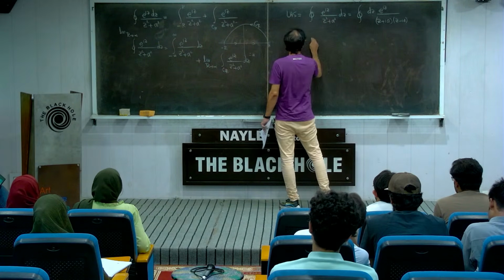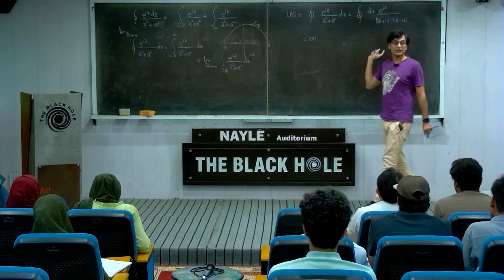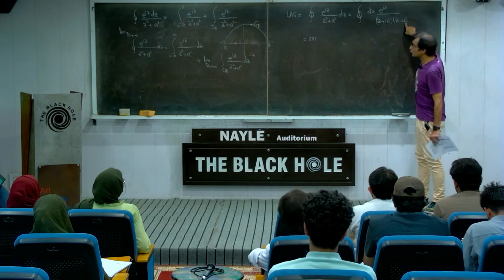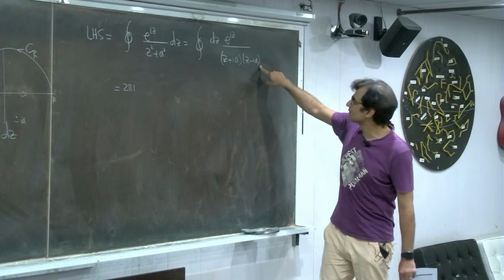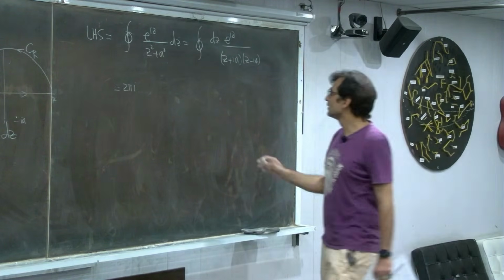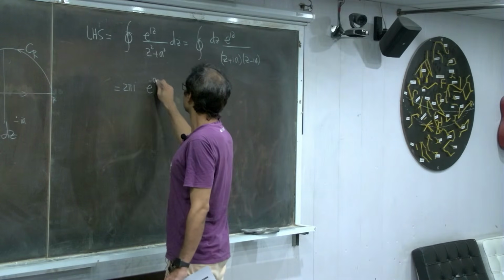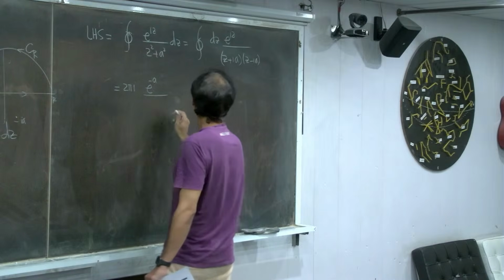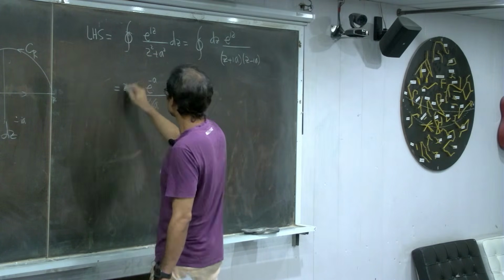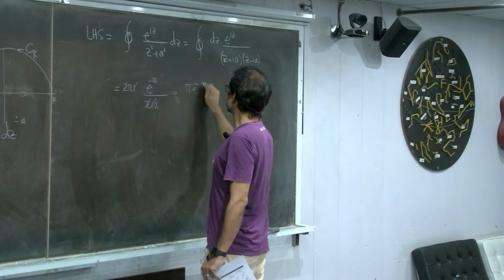So this is 2 pi iota times the residue. What is the residue? You have to put z is equal to iota a, not in this, but in every other term. So then you have e to the power minus a over 2 iota a. So 2 is gone, iota is gone. So this is pi e to the power minus a.